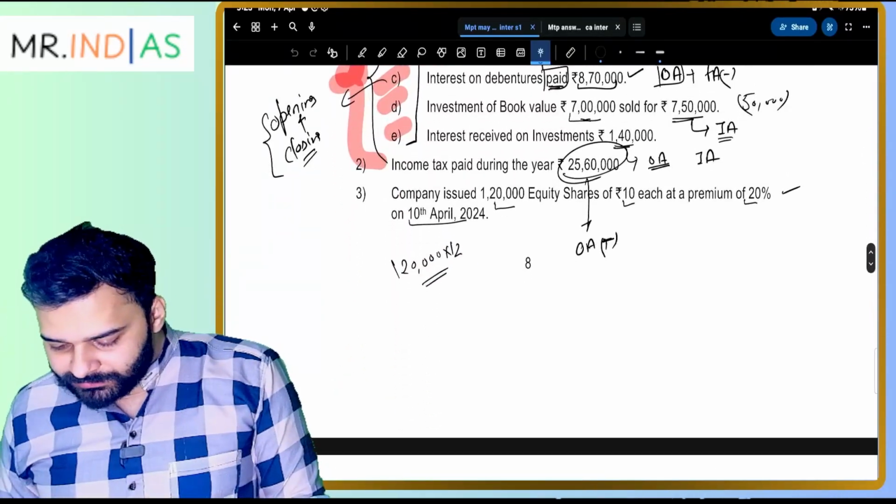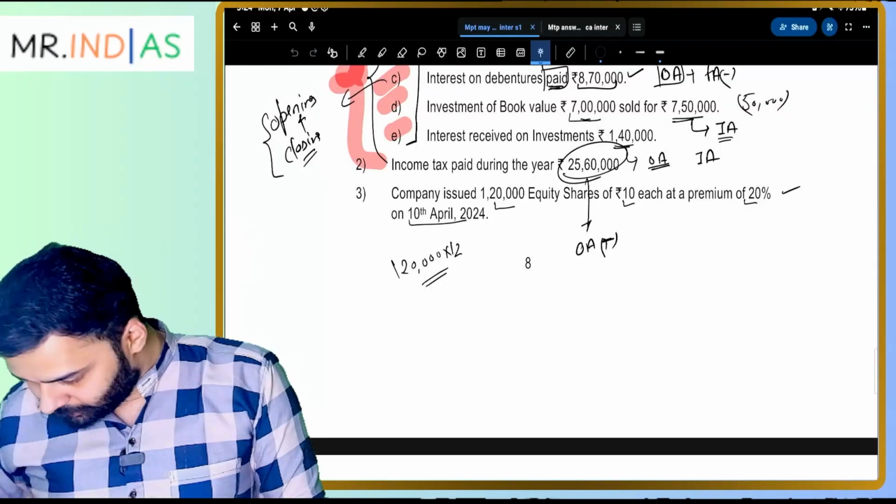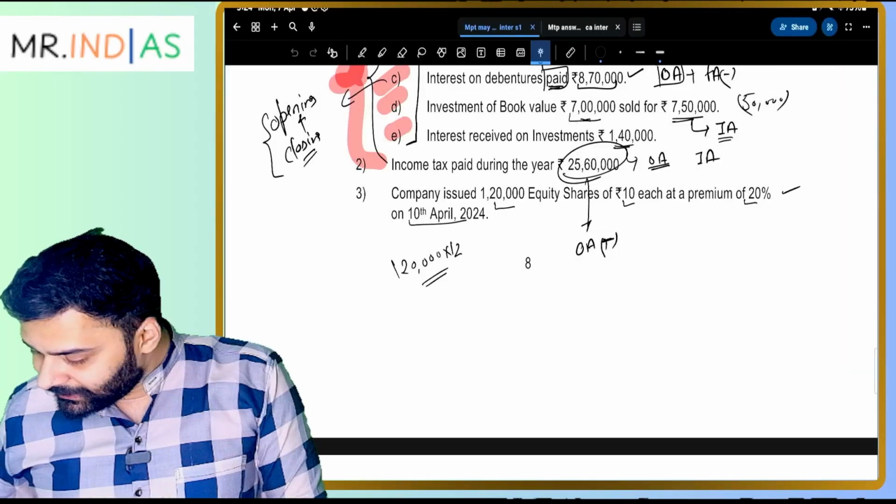Company issued 1,20,000 equity shares of rupees 10 each at a premium of 20%. So 10 plus 2, at rupees 12, into 1,20,000.